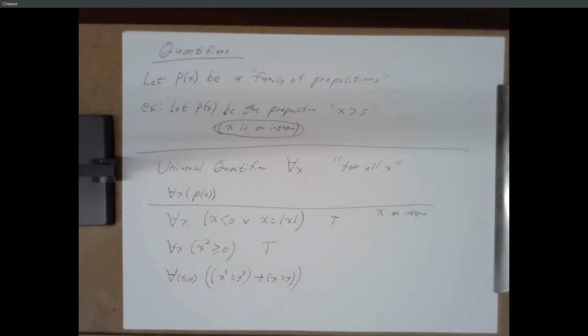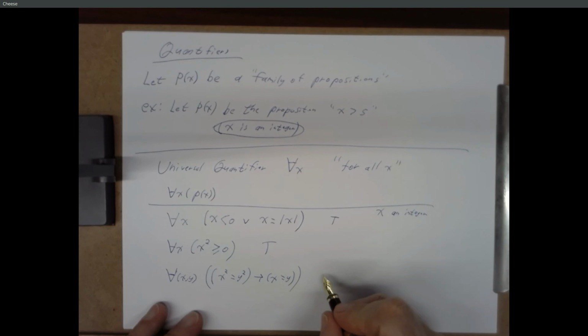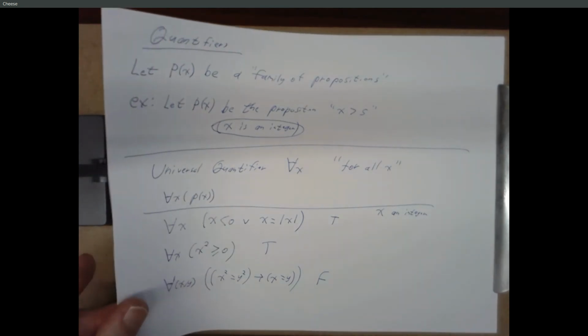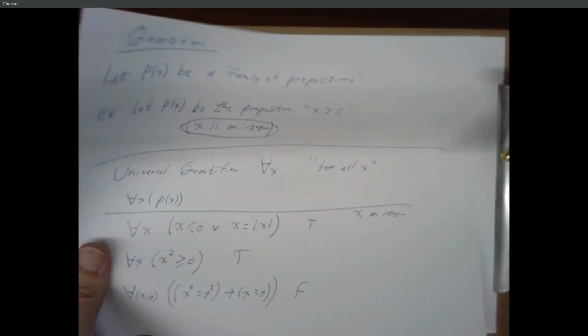All right, here's a highly symbolic one. For all x and y, x squared equals y squared implies x equals y. Is that true or false? Again, working over integers. It's false. Why? Because you could have x be -1 and y be +1. X squared equals y squared, but x is not equal to y. But if x was a positive integer, then this would be true. All right, so you got the idea? All right, so that's a universal quantifier.